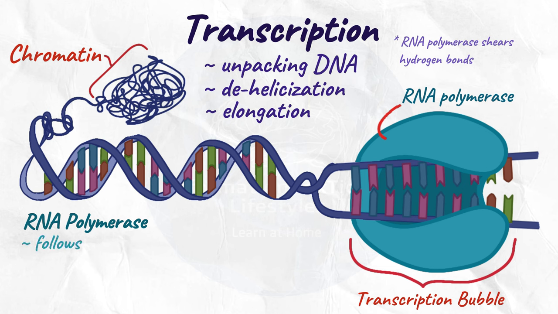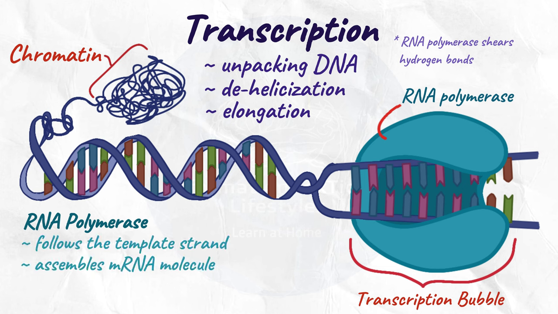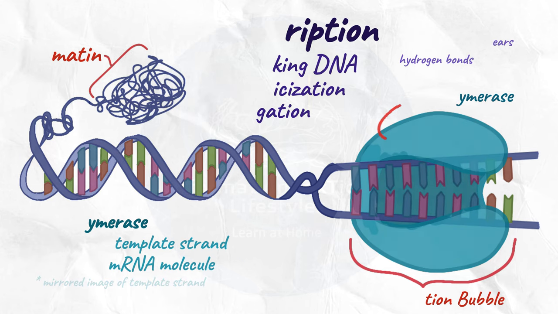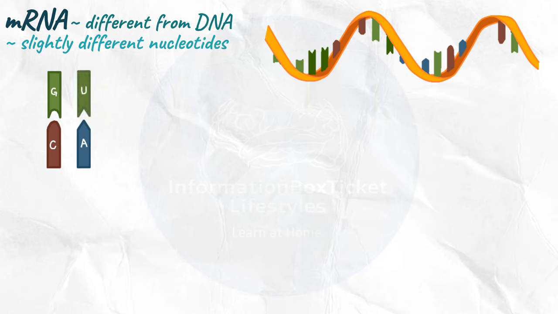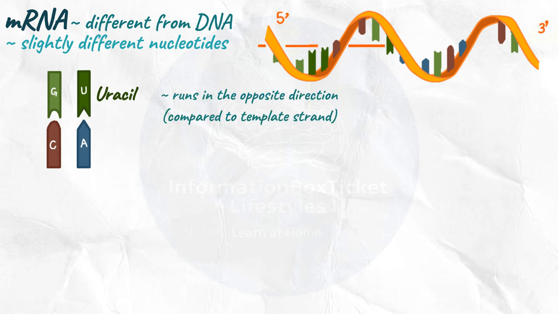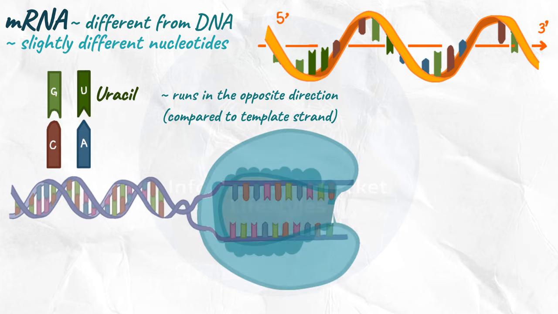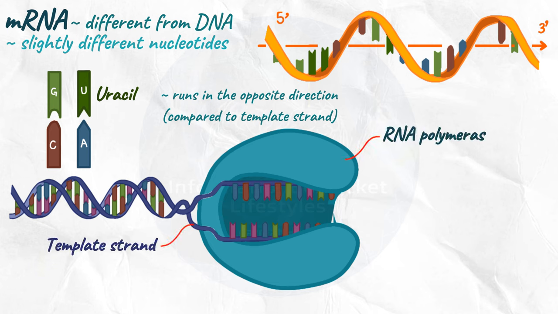The RNA polymerase follows the template strand and utilizes it to create an mRNA molecule, which is a mirror image of the template strand. Now, mRNA differs slightly from DNA. First and foremost, it employs a slightly different set of nucleotides, with the T substituted by uracil or U. The U will generally pair with A, much as T would. Also, mRNA flows in the opposite direction as the template strand, from the 5' end to the 3' end. So, while reading the template strand, RNA polymerase will travel from the 3' end to the 5' end, while producing the mRNA molecule in the opposite direction, from the 5' end to the 3' end.